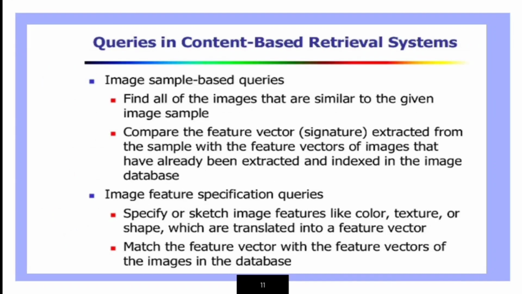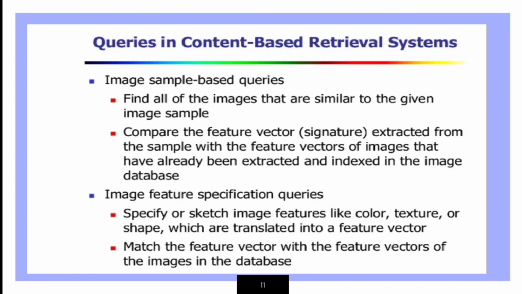In this slide, we talk about the queries in content-based retrieval systems. The first one is the image sample-based query, where we find all of the images that are similar to the given image sample, and compare the feature vector extracted from the sample with the feature vectors of images that have already been extracted and indexed in the image database.